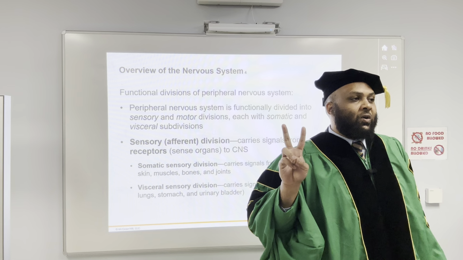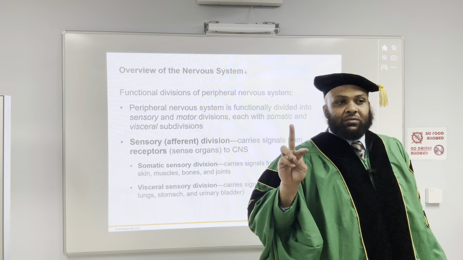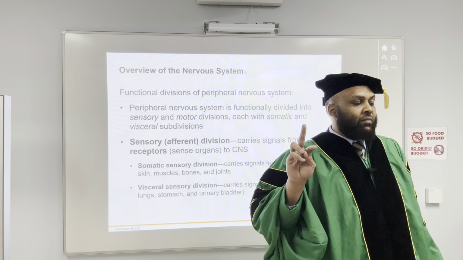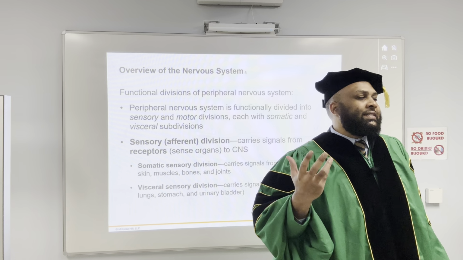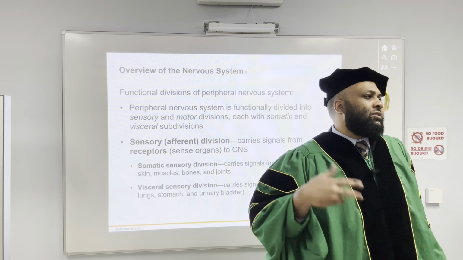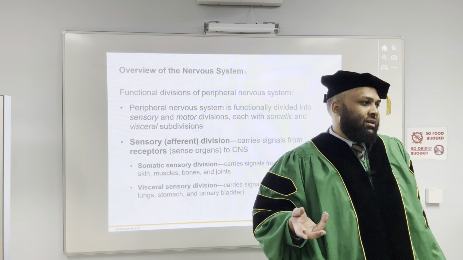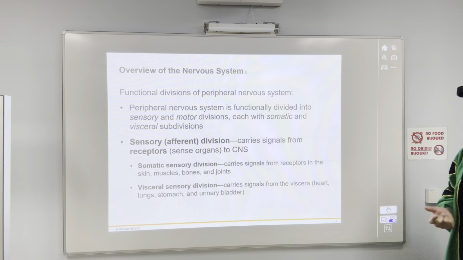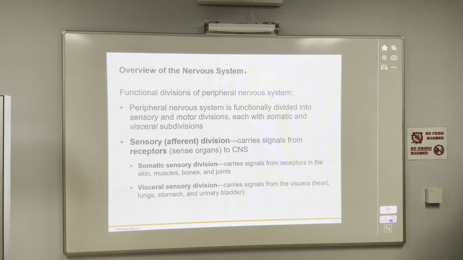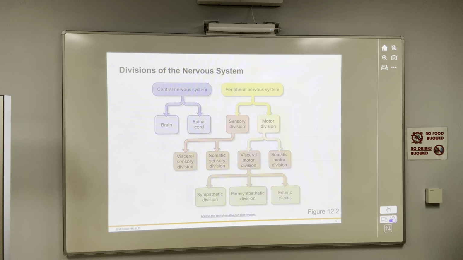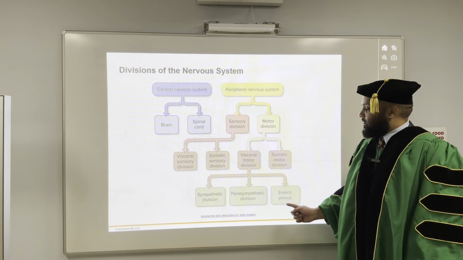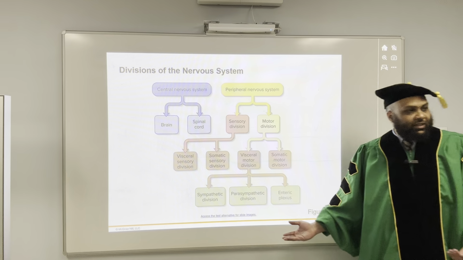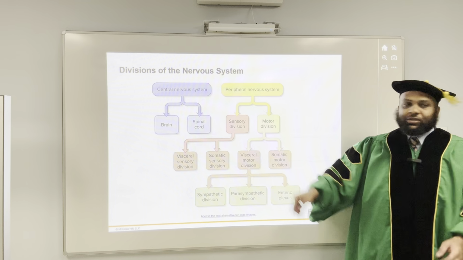The effectors are organs or glands. Very good. But they are somatic or visceral. Very good. There you go. Somatic or visceral. Visceral has three divisions. Sympathetic. That's all known as the autonomic.